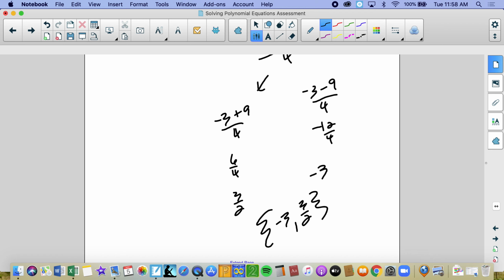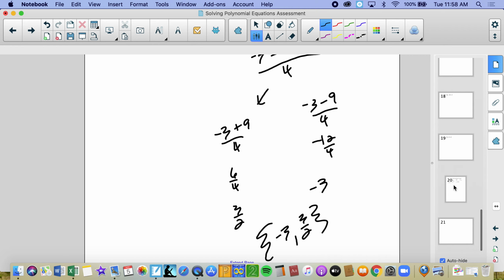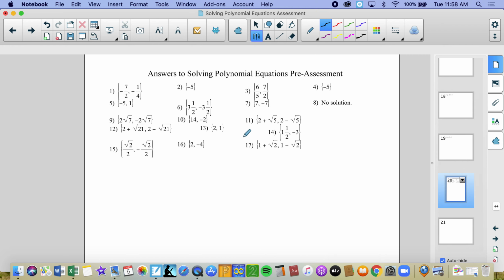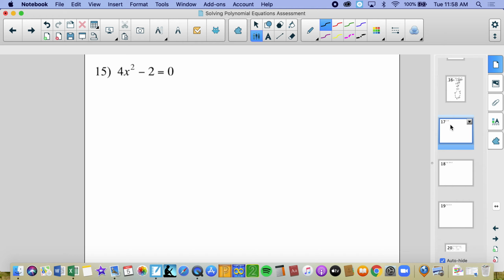A little bit more realistic solutions. Back to back, Mr. Mac. That's not good. Negative 3 and 3 halves for number 14. Sorry. Ooh, I like this one.